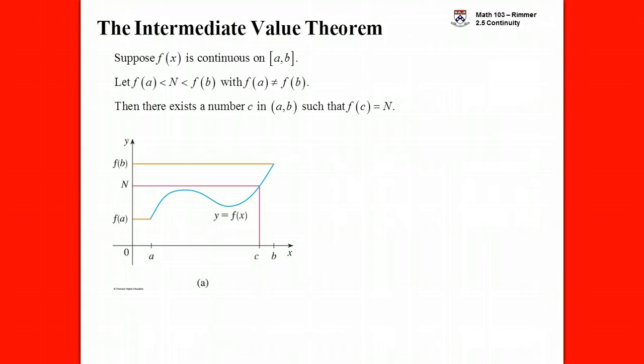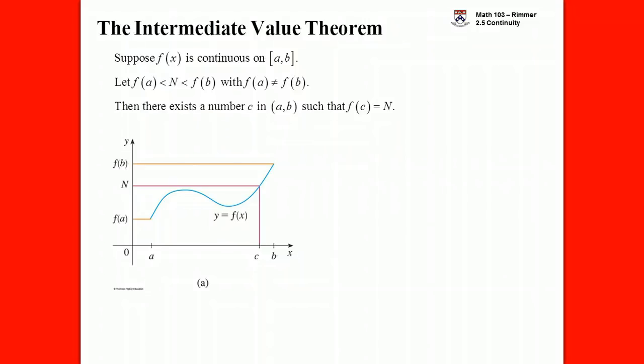This is a picture from not our textbook, but from a different textbook. So I have an A, I have a B, which are X values. I have an F of A, I have an F of B. They aren't the same, they aren't equal. And I have a whole bunch of Y values that are in between F of A and F of B. Call it capital N. That line there represents Y equals capital N.